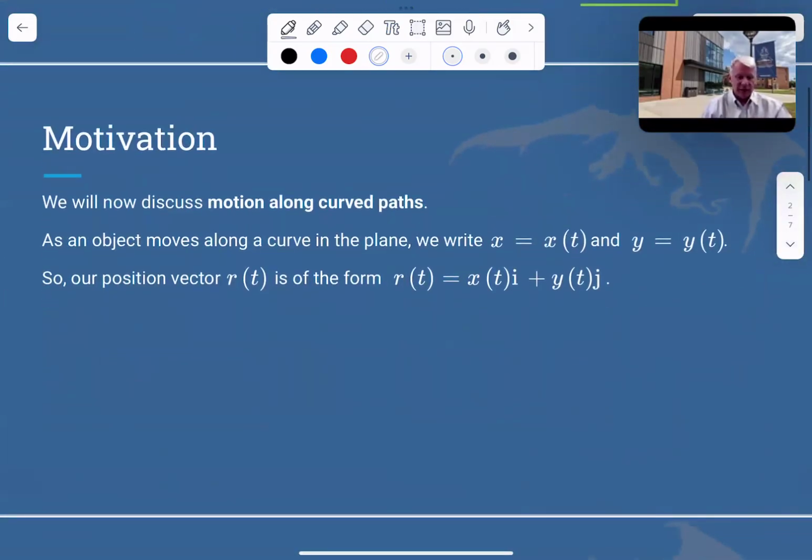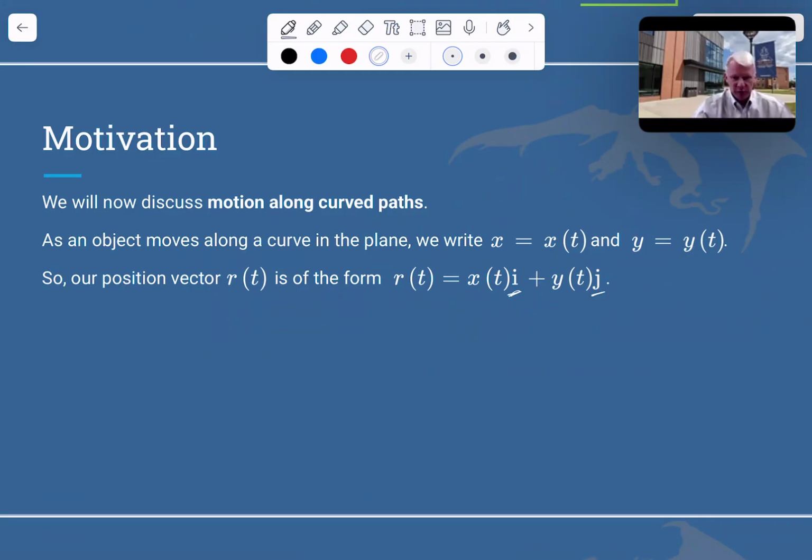All right, so the motivation: we'll now discuss motion along curved paths. And I love this because we're talking about physics, so we get acceleration, velocity. It's just a lot of fun things. So our position vector is going to be r of t, and it's of the form x of t i, and i just means it's going in the x component along the x-axis, and then y of t j, and that j just means that you're going up on the y-axis, okay?